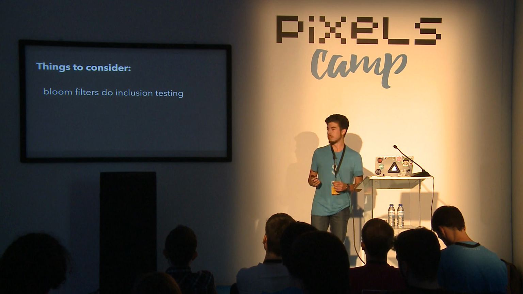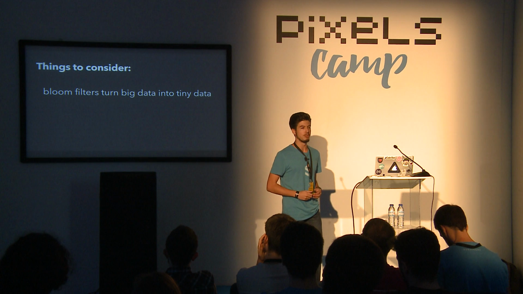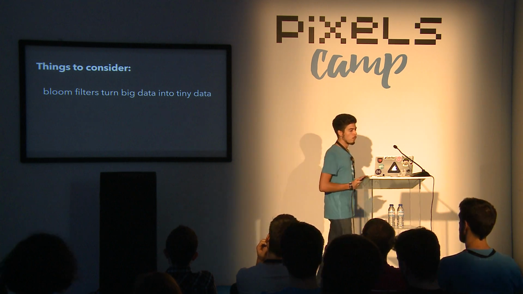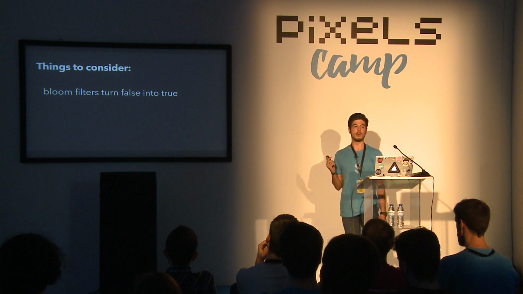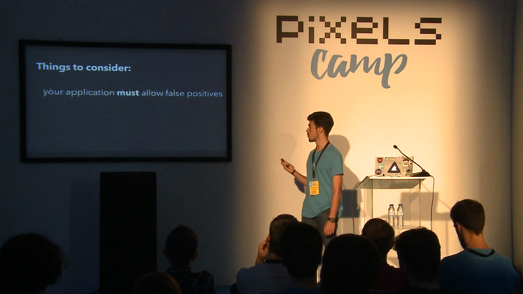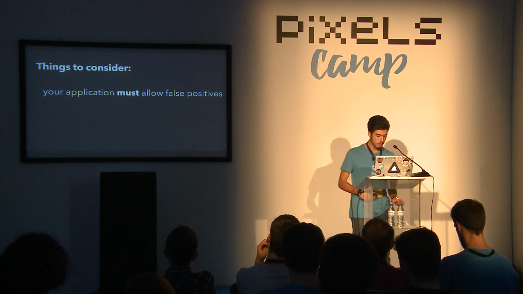So Bloom filters do inclusion testing. We've seen that. And they turn big data into tiny data. However, we must be careful because they also turn false into true. So we need to set a requirement for our applications, which is they must allow false positives. You need to have a fallback scenario.